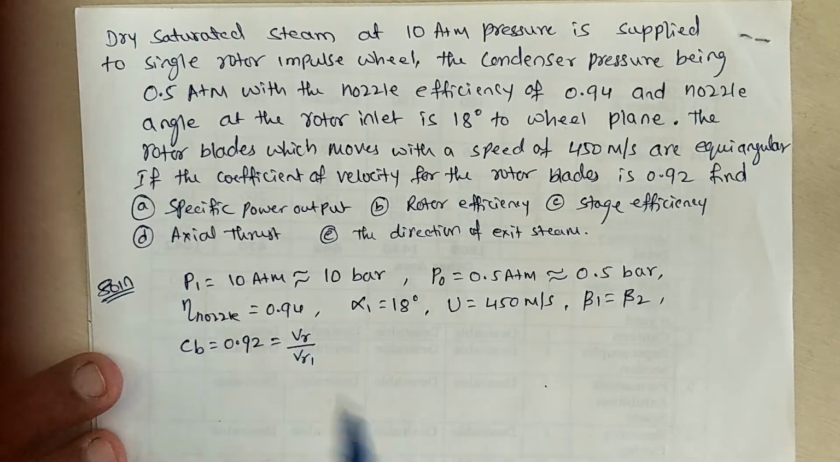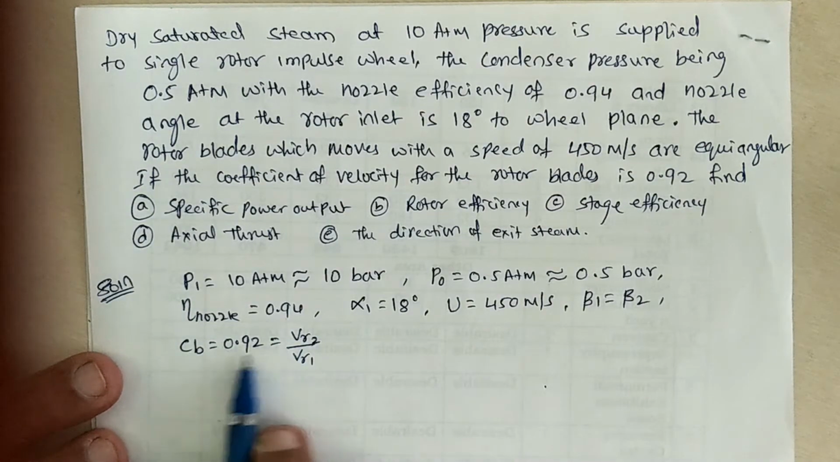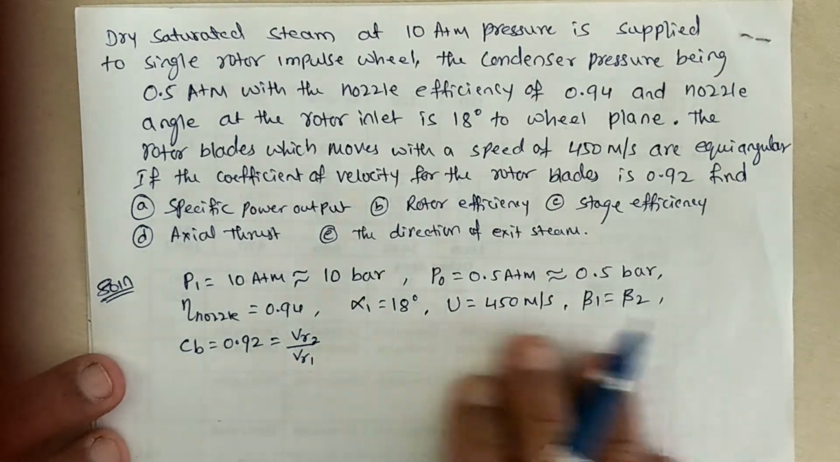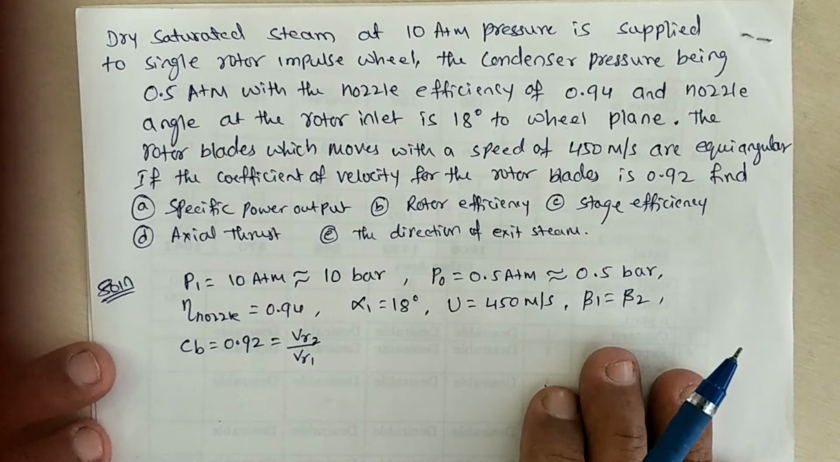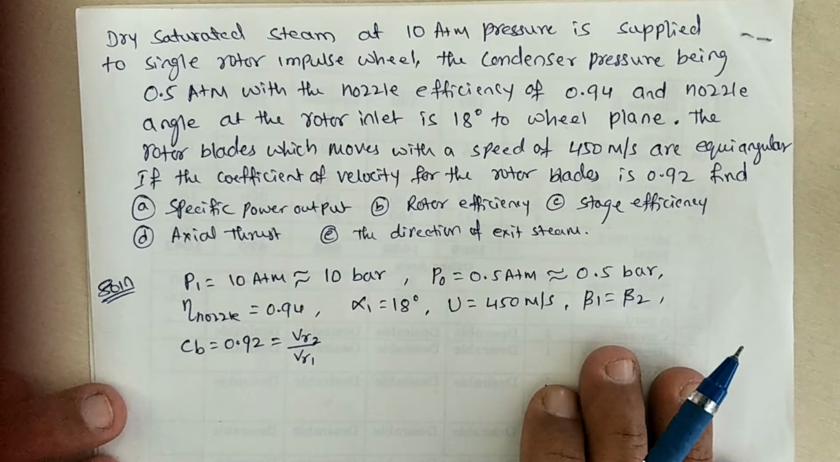If we represent it in terms of Vr2 by Vr1, the coefficient of velocity is given by Cb equal to 0.92, and it is given by Vr2 by Vr1. So this is the given data related to this problem. In this problem, as you can see, the value of V1, the velocity of the steam at which it enters the turbine, is not given directly. So for that we have to make use of one more relation to calculate this V1. I will tell you that part.